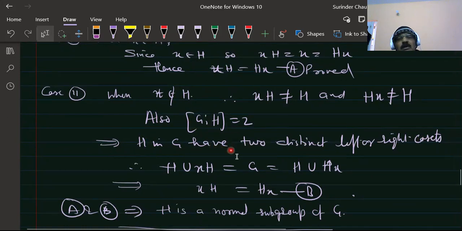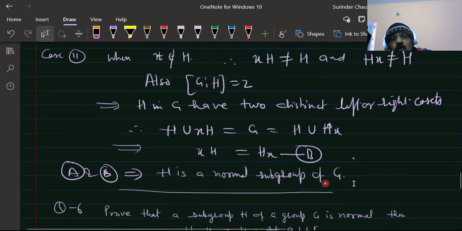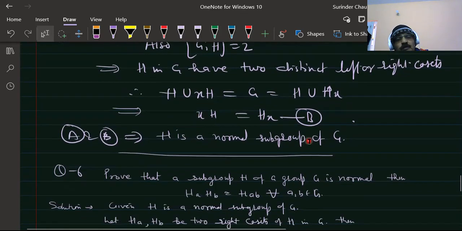So this implies G is the union of these two left cosets: G is equal to H union xH, and also equal to H union Hx. Now H union xH is equal to H union Hx, and they are equal, so xH must be equal to Hx. This implies H is a normal subgroup of G, whether x belongs to H or x does not belong to H. Now next one.